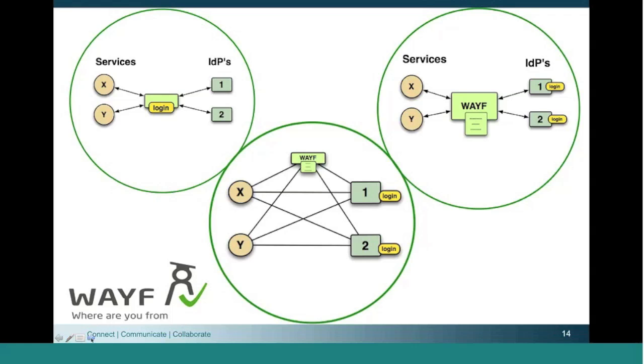So these are not equally used. Mesh down the bottom is the most popular that's deployed, followed by hub and spoke with the delegated authentication, the one on the right-hand side, and then authentication within the middle is used in a limited number of federations.